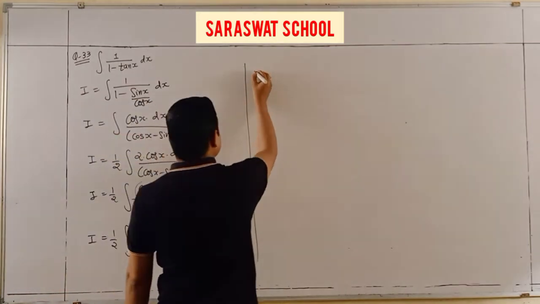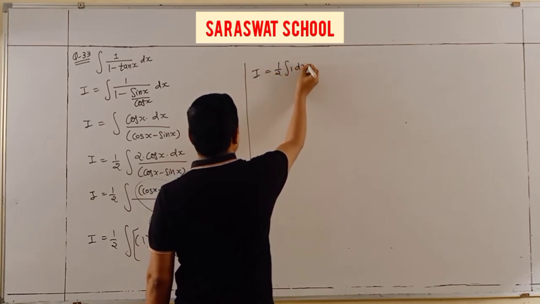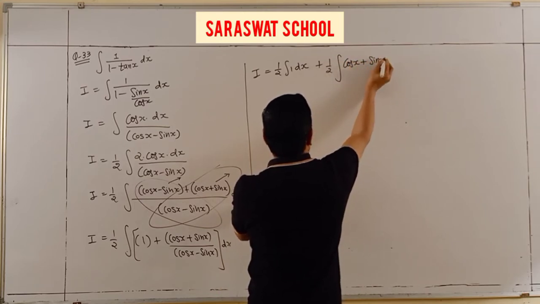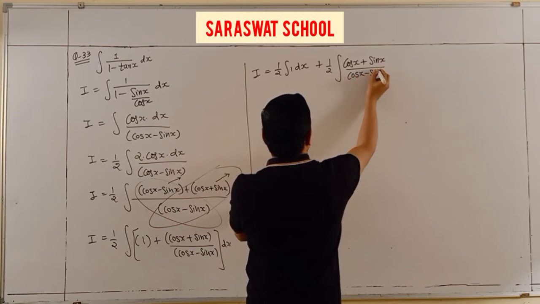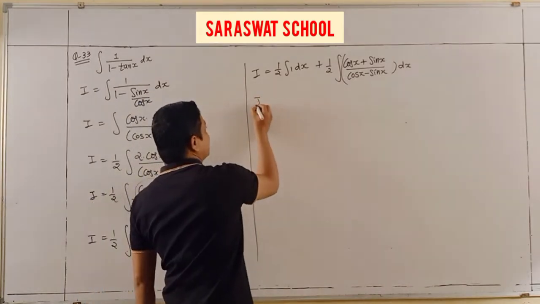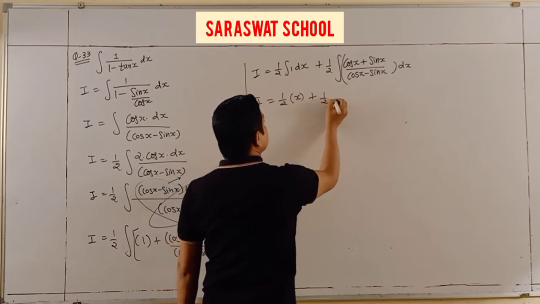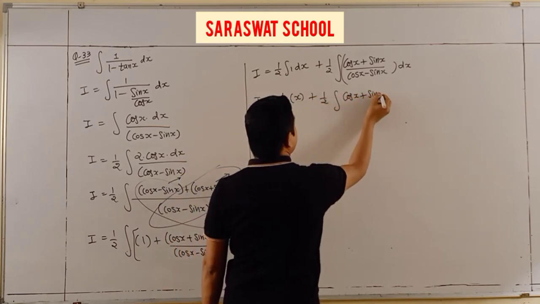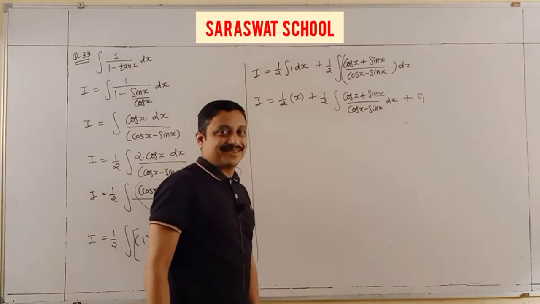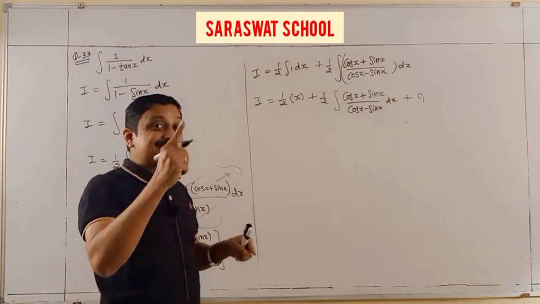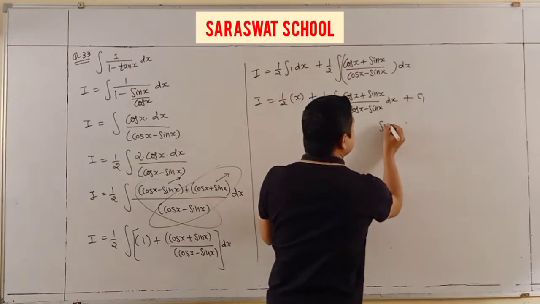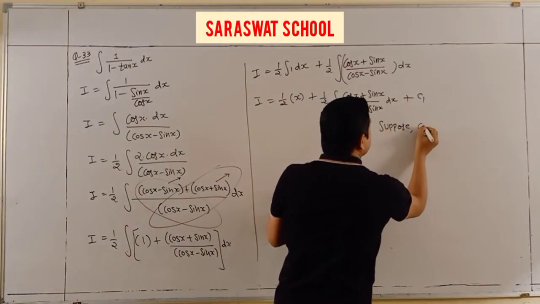So students, my solution is I with half of 1 dx with half of the other, cos plus sin upon cos minus sin. And now this integration is x. So my answer is half x plus the same. Students, it is a repeat question, the same sum again, plus c1. Integration of 1 plus tan x, already I explained in example number I think 5 or 6. Correct? Now this assumption: suppose cos x minus sin x is t.